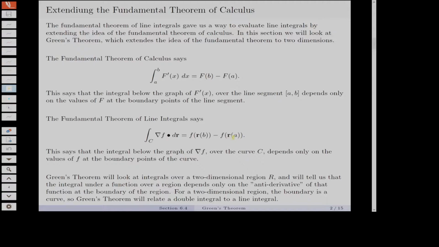Okay, so Green's theorem is going to work the same way, except we want to look at a two-dimensional region. So we don't have a line or an interval that has two endpoints. We have a two-dimensional region, so the boundary of that region is going to be a curve instead of just 2 points. But we want to look at the same idea, where I look at kind of like the antiderivative on that boundary.